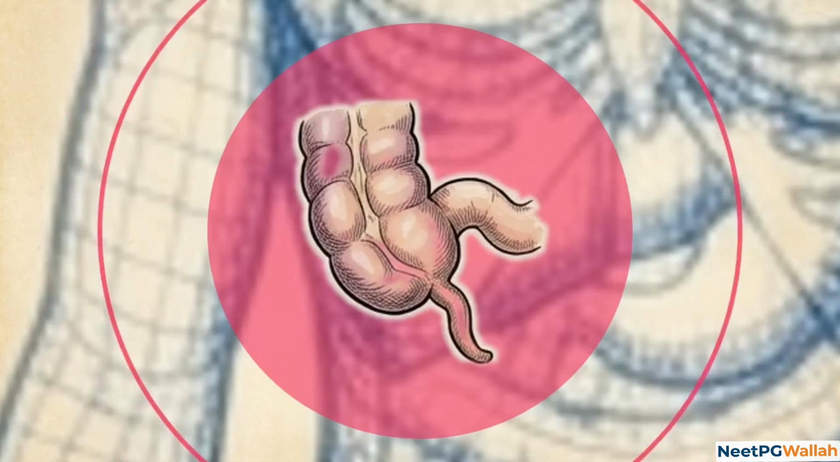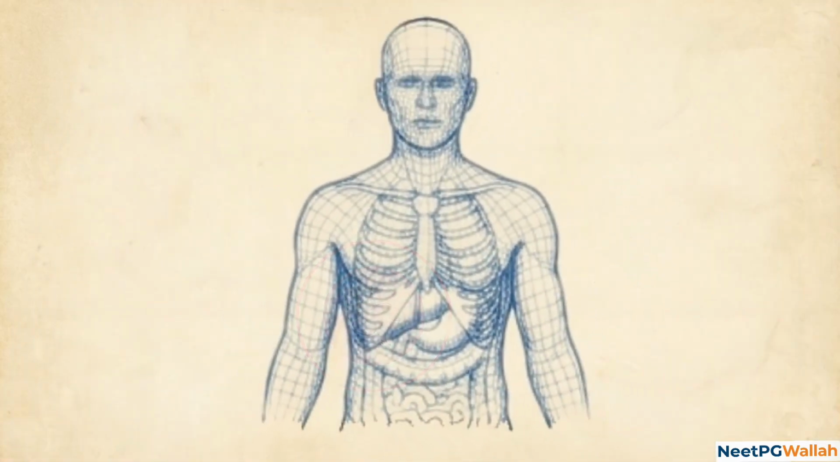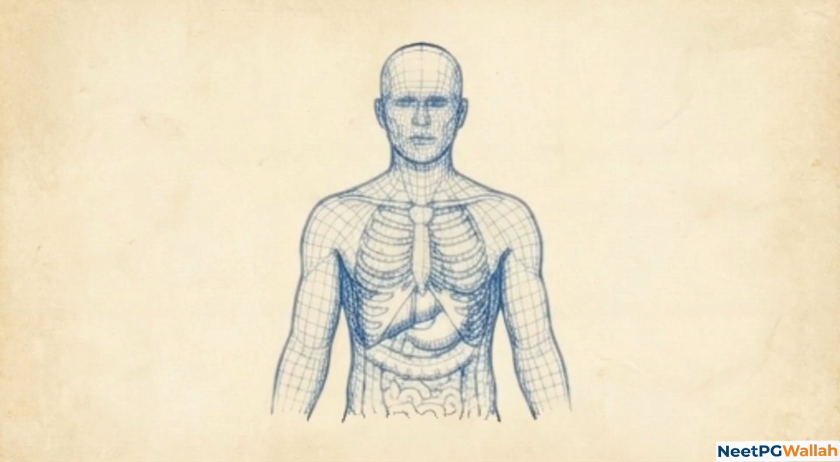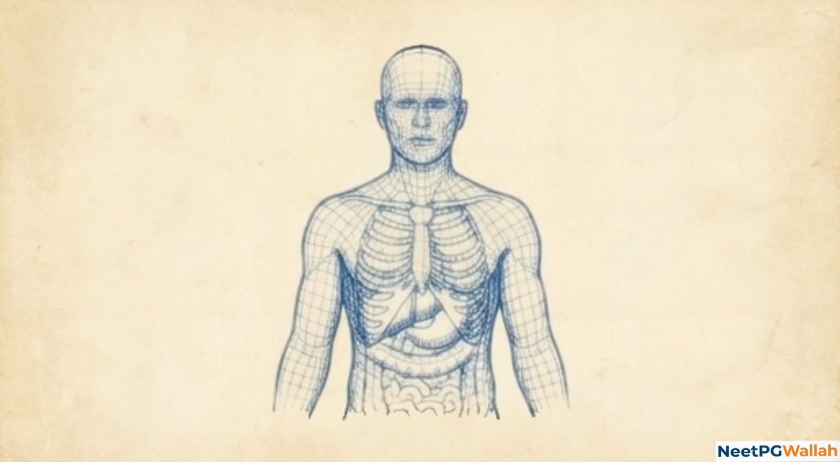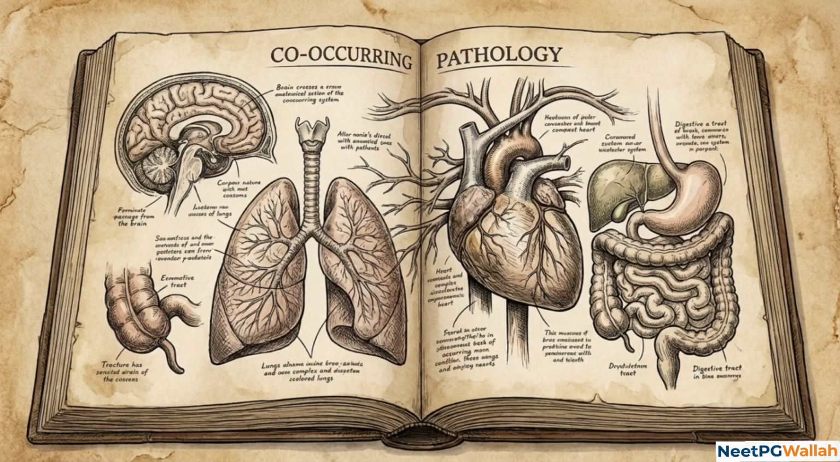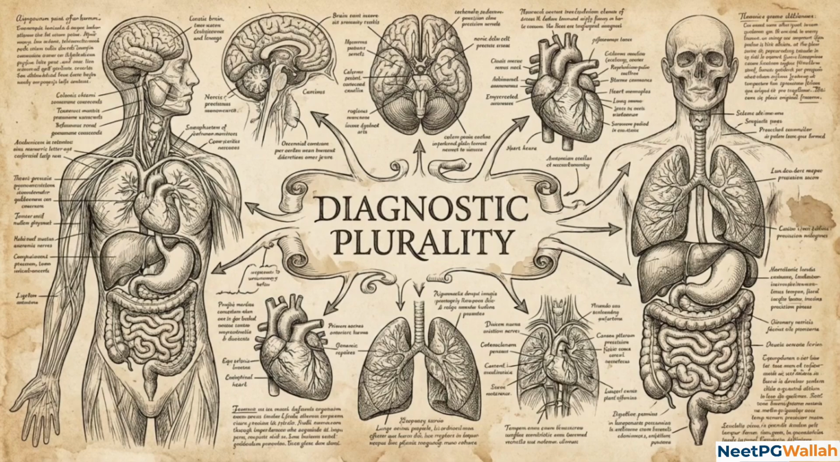Stepping back from localized acute abdomens, this full body view allows us to analyze systemic and syndromic triads that span multiple organ systems. Saint's triad is the textbook illustration of Hickam's dictum. Hickam's dictum states that a patient can have as many diseases as they please, counteracting Occam's razor by acknowledging that multiple independent conditions often co-occur.